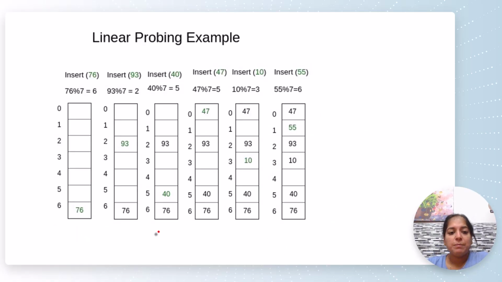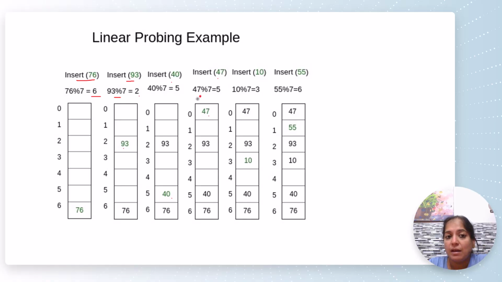Let's see one more example here. The table size is 7 again. We need to insert 76. So 76 mod 7 gives us 6. So at index 6, value 76 is stored. Then insert 93. 93 modulo 7 is 2. So at index 2, value 93 is stored. Then insert 40. 40 is stored at index 5. Then insert 47.